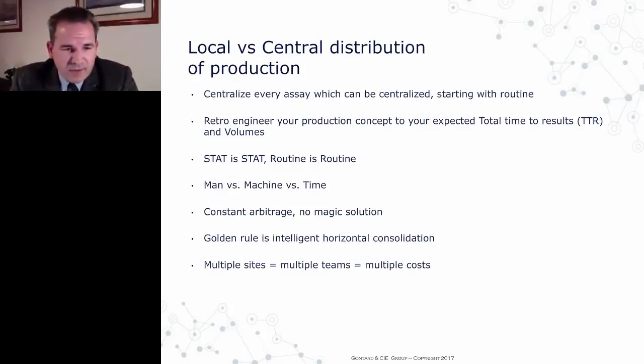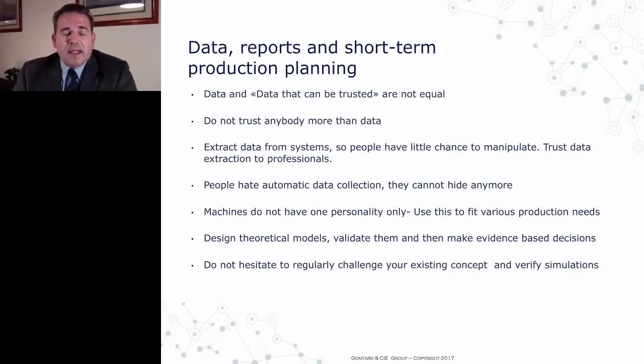We need to make constant arbitrage between technology, staff, and how fast we want to give results. And to make these arbitrages, it's like banking or financial arbitrage, you need tools, and TCO is a tool to do this. To make our arbitrage, we need data, and not only rough data, but data that can be trusted. And data that can be trusted is really the key.